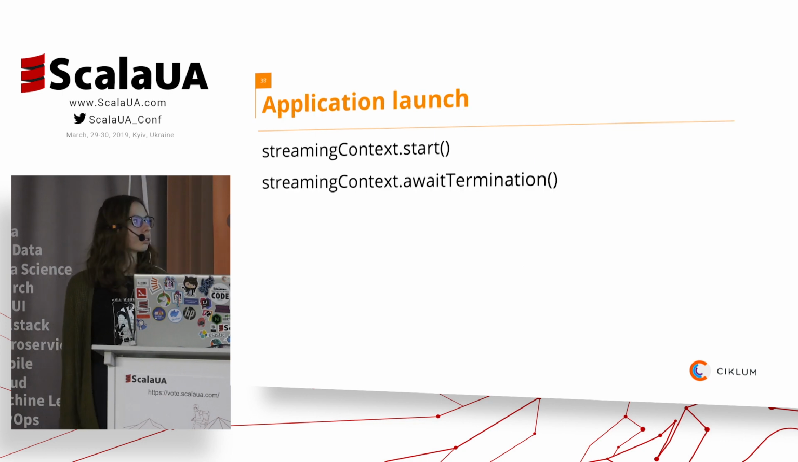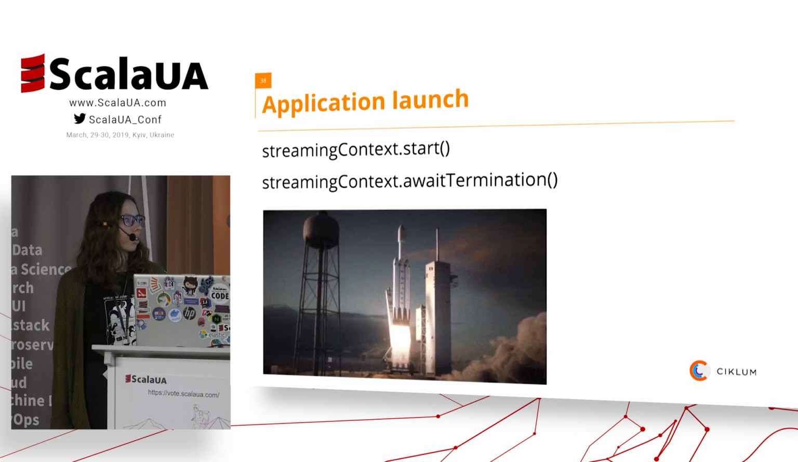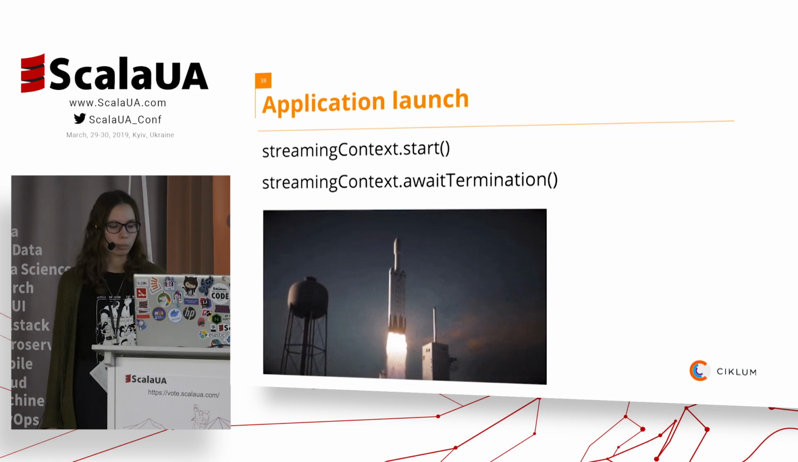So when we've built all these simple transformations, we can run our application, but for that we need to call this start method, which actually runs the Spark application. Everything we wrote before is more like a blueprint. Nothing is going to happen if we try to launch our application without this start method. And await termination allows us to run our application, then wait for some faults, or if we want to stop our application. Using these methods, we are ready to launch our application.